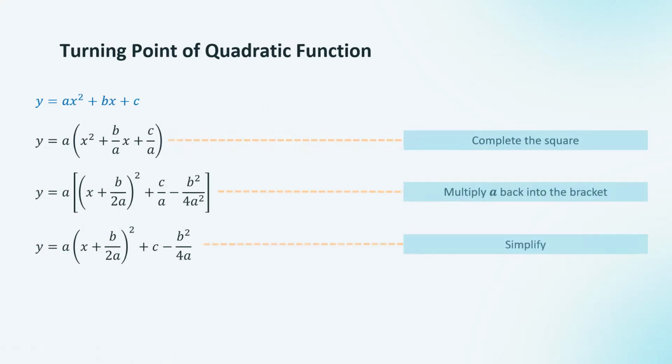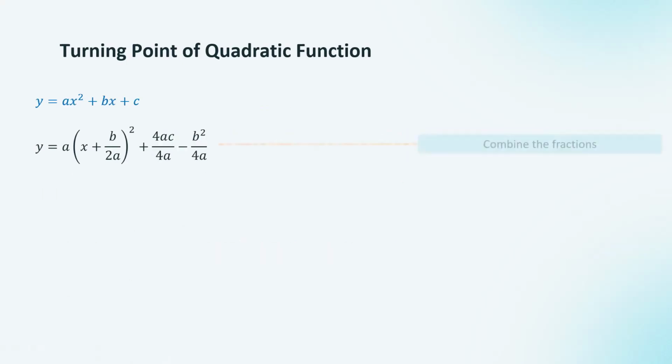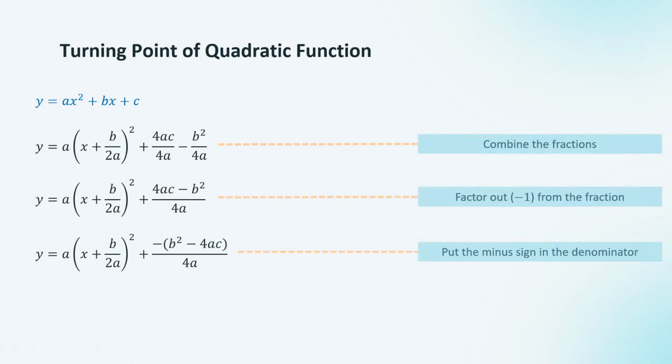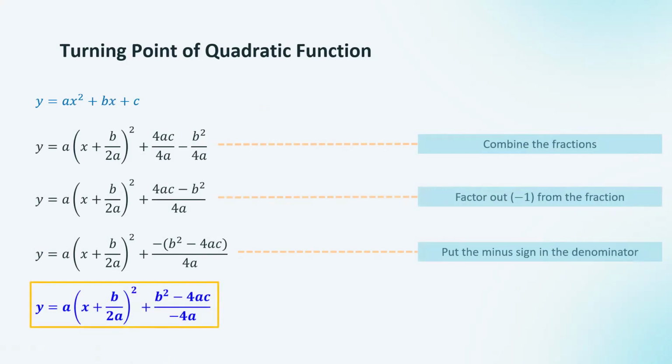After this, we will simplify, so we will make the second term such that it has the same denominator. So it's going to look like this. The next step is we will combine the fractions since both of them have the same denominator now. After this, we will factor out -1 from the fraction. So it's going to be minus bracket b squared minus 4ac over 4a, and then we will put the minus sign in the denominator. So the end result, the formula, is going to be a times x plus b over 2a squared plus b squared minus 4ac over minus 4a.